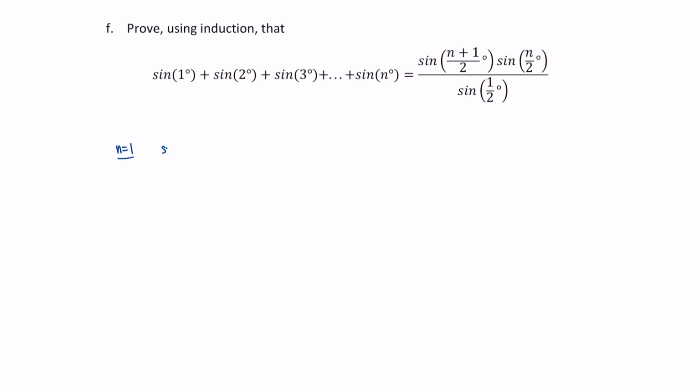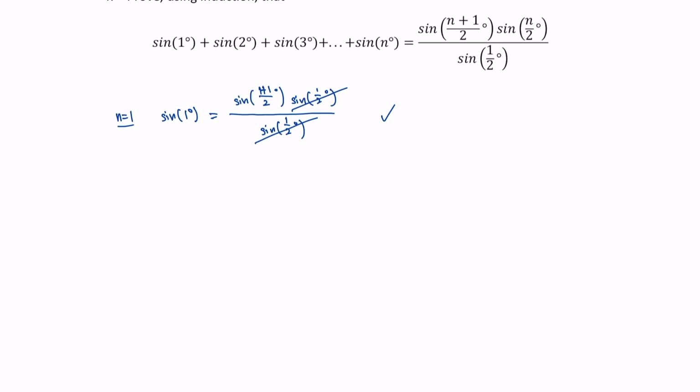So sine of 1 is equal to, now sub in 1 for n, 1 plus 1 over 2 degrees times sine of 1 over 2 degrees all over sine of 1 over 2 degrees. Now let's see if this is correct. Okay, these are going to cancel, and so 1 plus 1 is 2, 2 over 2 is 1, so indeed this is true. Okay, good.